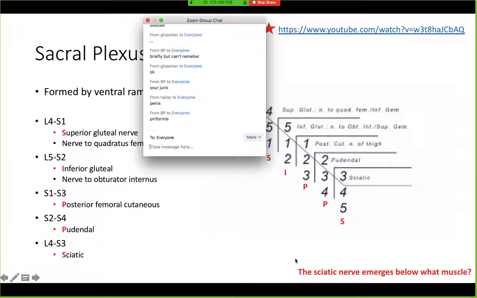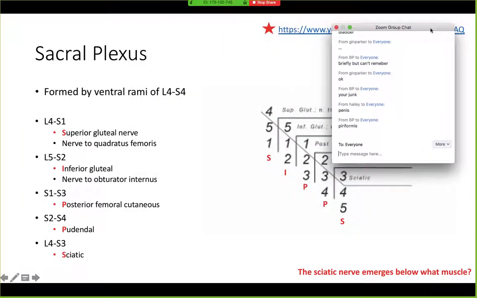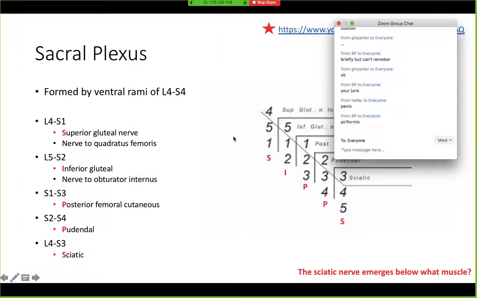So big landmark there for finding the sciatic nerve. You find the piriformis and emerging, if you're looking at the gluteal region from the back, emerging beneath it is going to be the sciatic nerve. And you'll definitely see what I mean when you start dissecting that area.